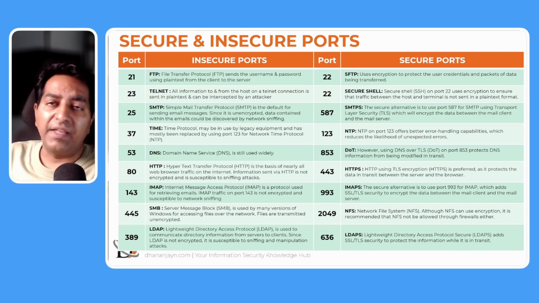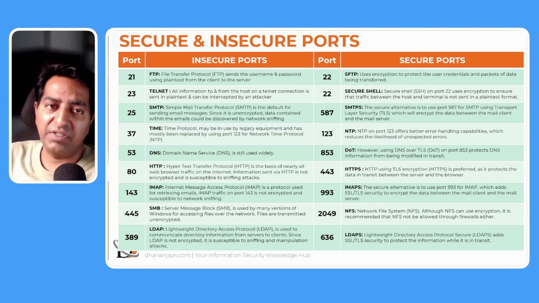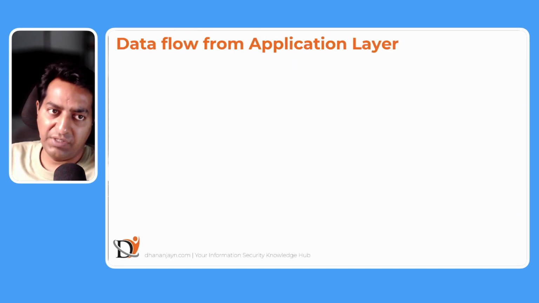Now, SMTP used to be the protocol or port used to send email. If you encrypt that protocol using SSL, it becomes SMTPS. So instead of using port 25, you can use a port called 587. Please take a screenshot, or I would suggest you take a printout, keep it with you, and try to memorize the secure and insecure ports.